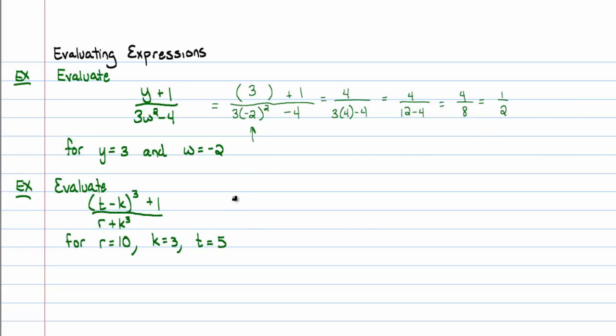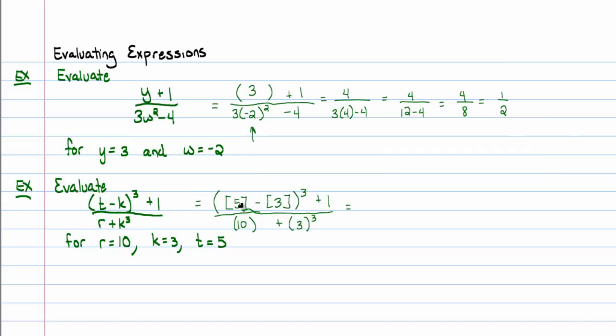In the next example, we'll just take a look at the quantity t minus k being cubed plus 1 divided by r plus k cubed. Again, we have some object minus another object being cubed plus 1 all over an object plus an object cubed. And I'll fill in these values here. That was a t, so the t value is 5. This was a k, k was 3. This was an r, r was 10. And finally, this was a k, so k is 3.